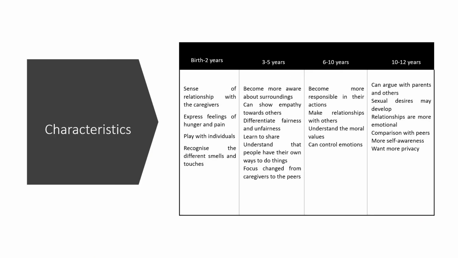Characteristics: from birth to 2 years, children develop relationships with the people around them and start expressing their emotions. From 3 to 5 years, they become more aware of their surroundings and show empathy towards others. They understand that different people behave differently and they attach their emotions according to those behaviors. From 6 to 10 years, they learn how to control their emotions and become more responsible in their actions. They get attached to their peers.